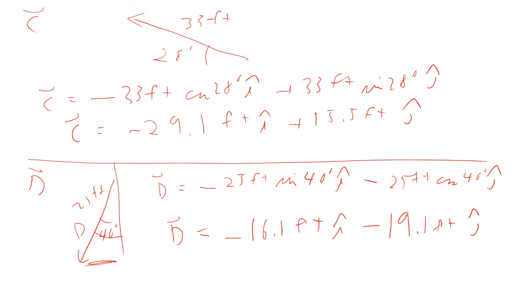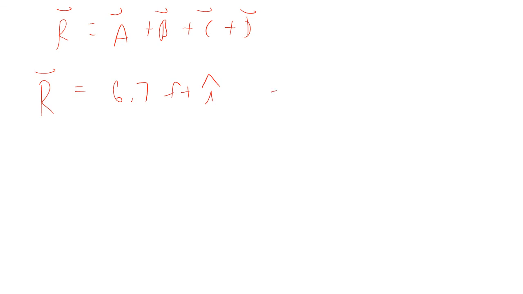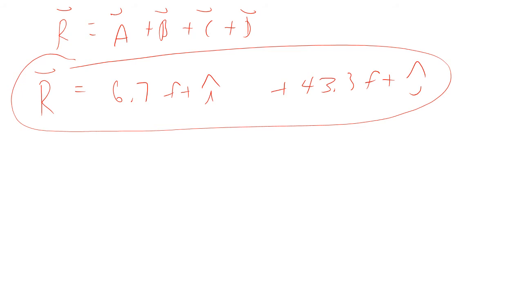That means that we're now ready to find the total. So for the total, the result is going to be A plus B plus C plus D. So what you would do is add up all of the I components, add up all of the J components, and so what you'd have is 6.7 feet I and 43.3 feet J. So this would be your resultant vector right there.